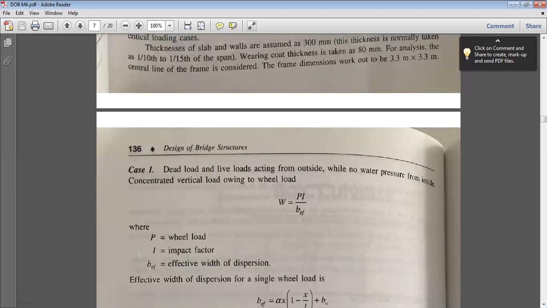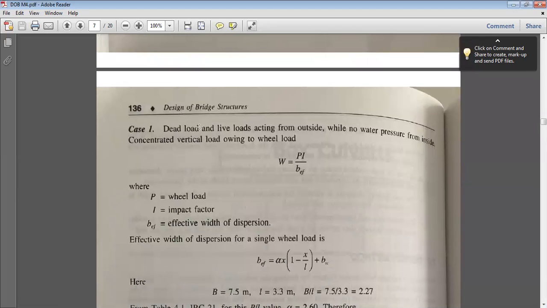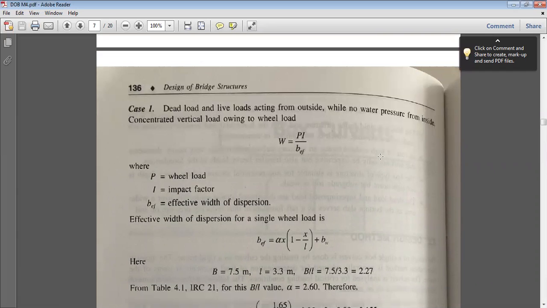Now, for first load case I will consider dead load, live load acting from outside while no water pressure from inside. Concentrated vertical load owing to wheel first. So 6 load cases I have explained in the previous class. In that I will not consider the water pressure from inside. So from first I will start. First one is concentrated vertical load on the top slab, that is the wheel load, right?